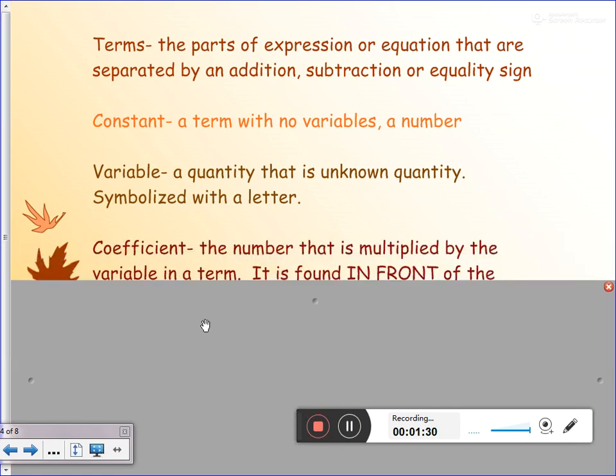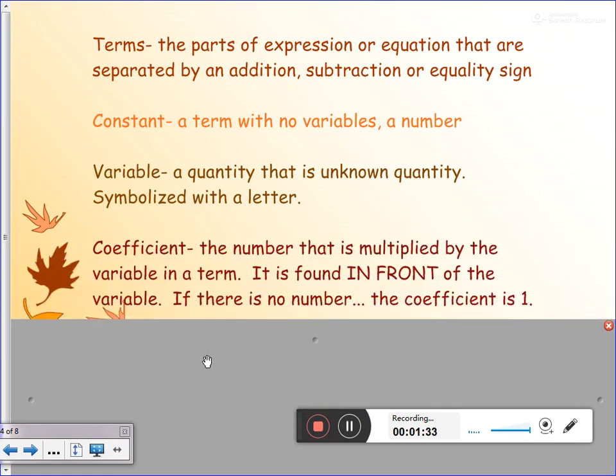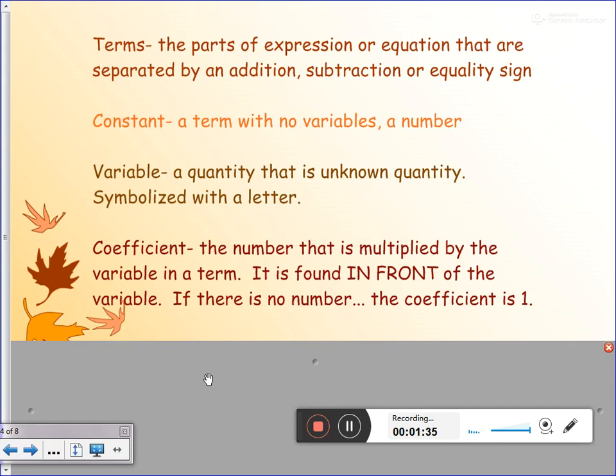Okay. And then the last word that we have for right now is coefficient. Okay, a coefficient is the number that is multiplied by the variable. So we're going to take a number, we're going to multiply it by a letter. Right? And it is found in front of the variable. That's super important. Coefficients are not behind it. So if you want to talk about more than one x, you say like 2x or 3x. You don't say x2 or x3. Okay, the number goes in front. And then, if there's not a number, that mystery invisible coefficient is the number 1.